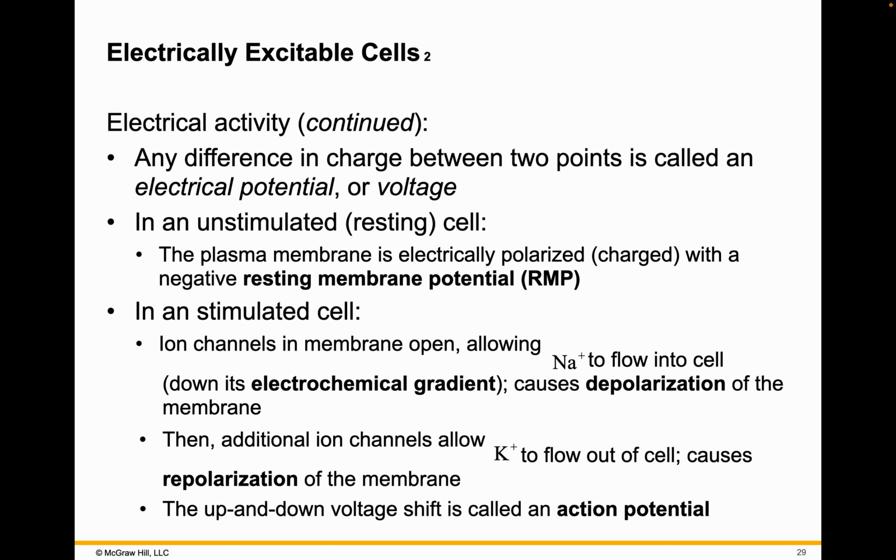Any difference between charges at 2 points is called an electrical potential, measured in volts. So in an unstimulated resting cell, the plasma membrane is electrically polarized. It's charged with a negative resting membrane potential. In a stimulated cell, the ion channels in the membrane are going to open and allow sodium to flow into the cell, down its electrochemical gradient, and that causes depolarization of the membrane. Then additional channels allow potassium to flow out of the cell, which will repolarize the membrane. This up and down voltage shift is what we call an action potential.